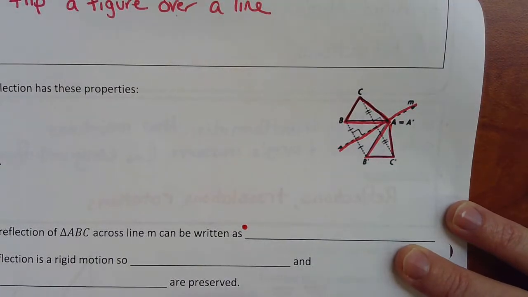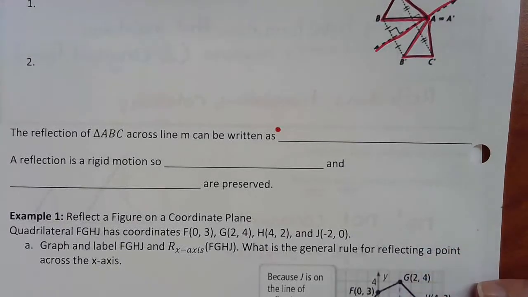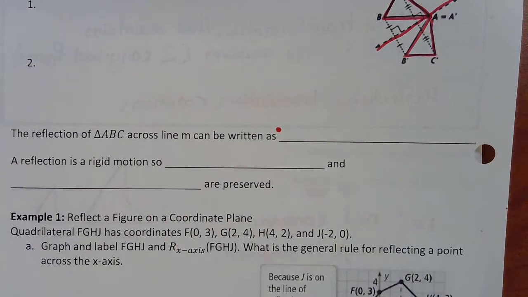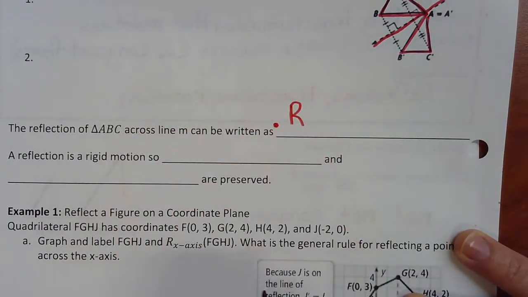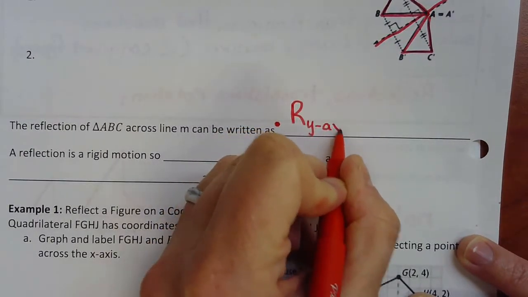They've just been flipped. So the way that you're going to see reflections given to you, or how they may write them, is with an R for reflection, and then they'll say like y-axis.